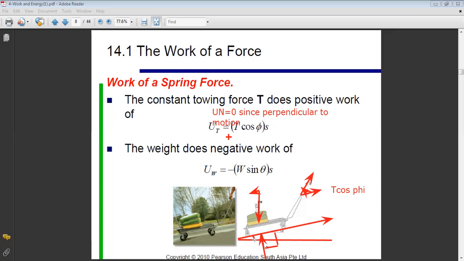This is theta. So for the weight, as we usually do, weight is perpendicular to horizontal, and this direction here is perpendicular to the incline. So the angle between weight and the perpendicular to the incline is theta. So when I project on the incline, I should do sine theta. And since the projection is in the negative direction, I put a minus. So the work of the weight is negative since it's opposing motion. So I have minus W sine theta times the displacement S.